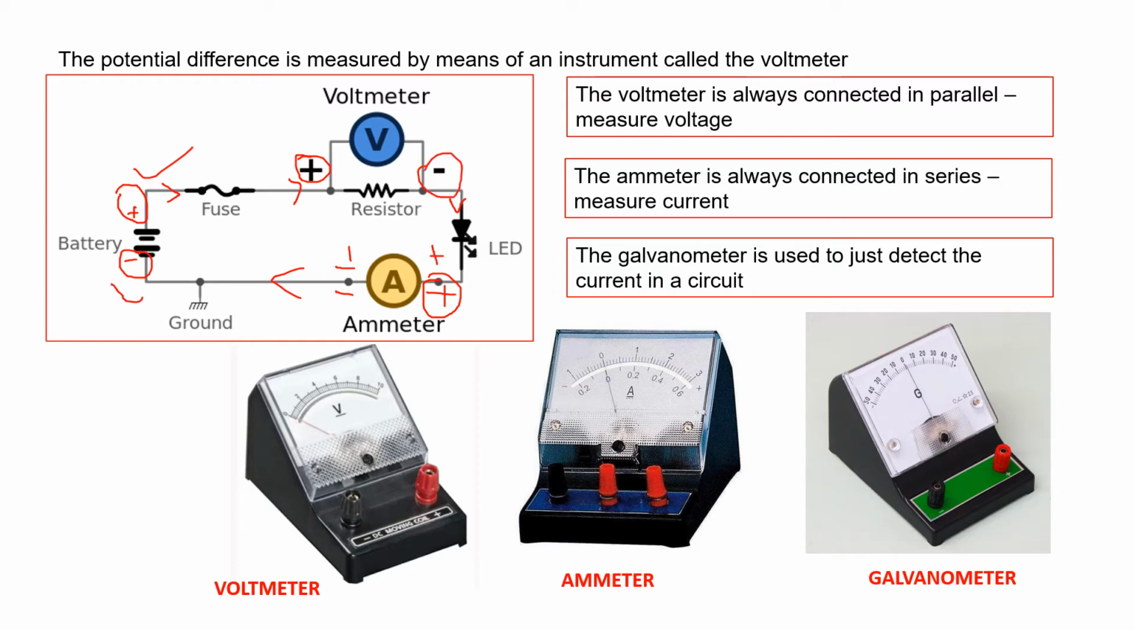But the voltmeter is always parallel to the load. See here, it is always connected in parallel. The ammeter is always connected in series, but the voltmeter is always connected in parallel. That you should remember.